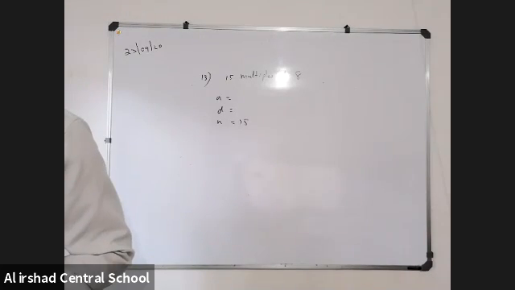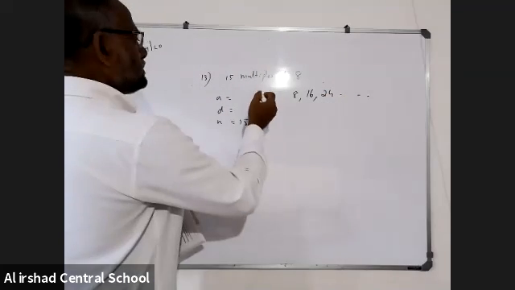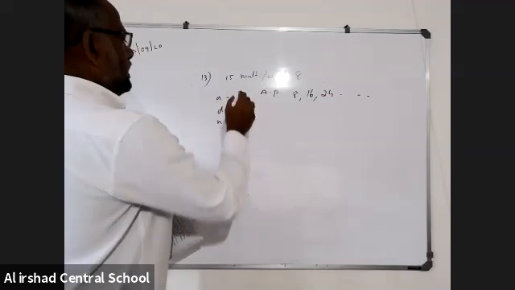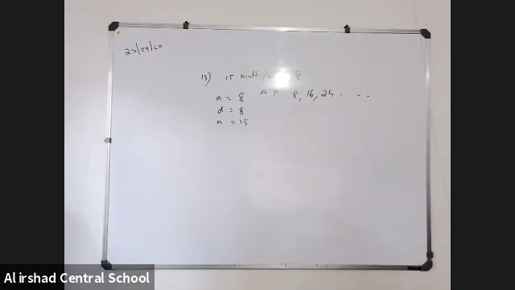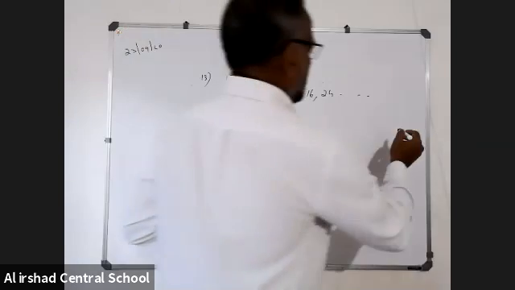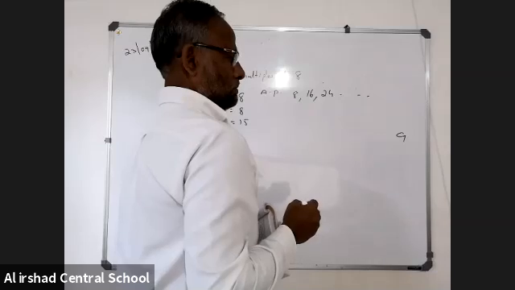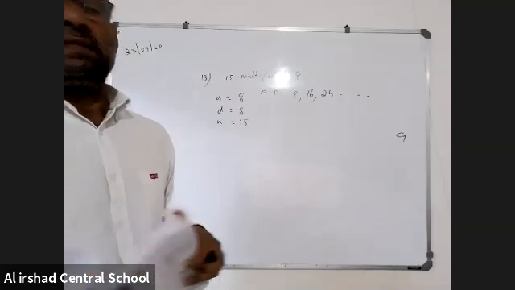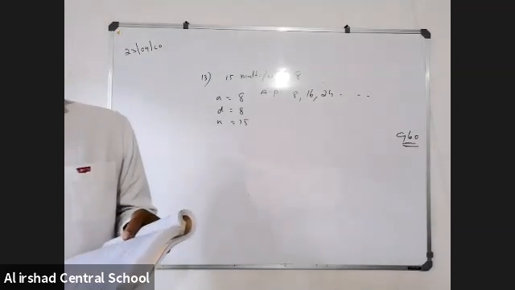What answer did you get? 50 multiples of 8: 8, 16, 24. This is an AP, where A is 8 and D is 8. You can do the calculation with the same formula. Exactly, Anna. 960 is the answer. Very good.